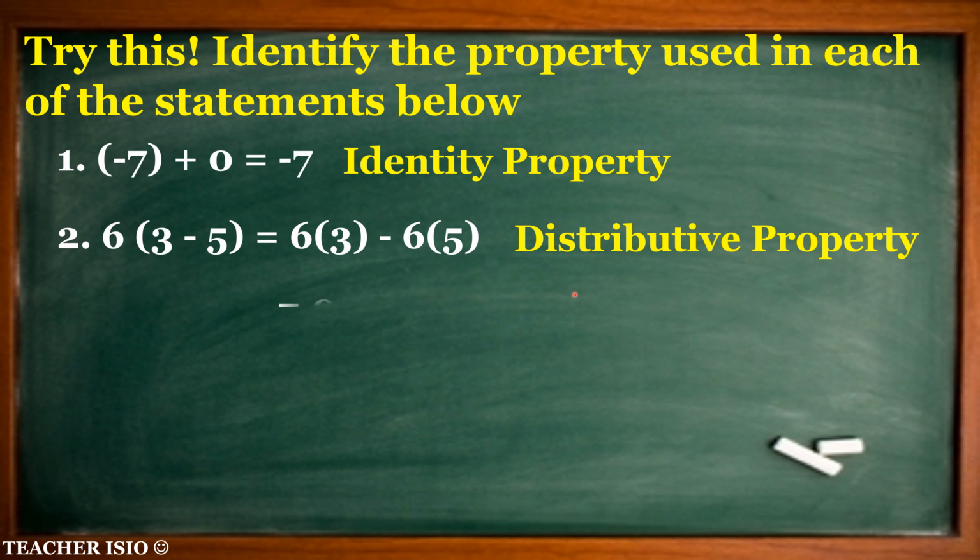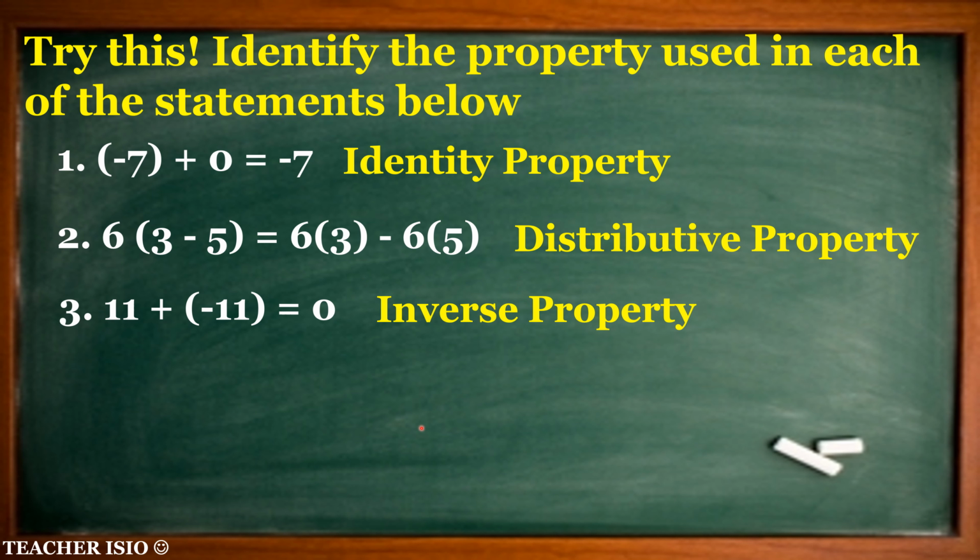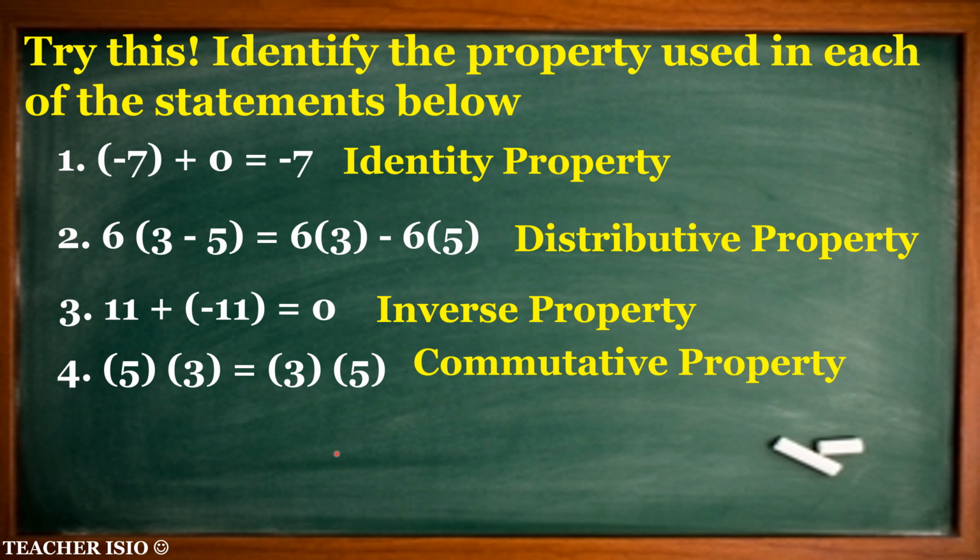Next, let's have another example. Number 3, we have 11 plus negative 11 equals 0. If your answer is inverse property, you're correct. Let's have another example. Let's try to answer this. If we have 5 times 3 equals 3 times 5, what do you think is the answer? That's correct. It is under of commutative property.